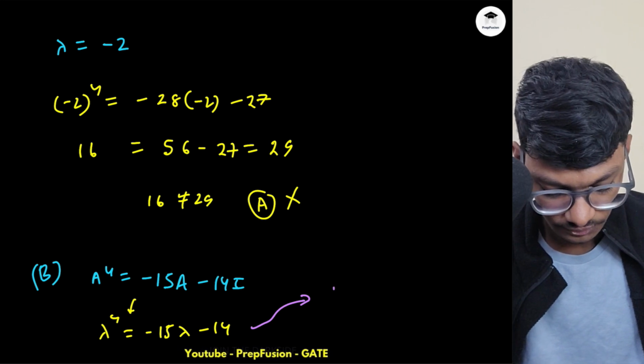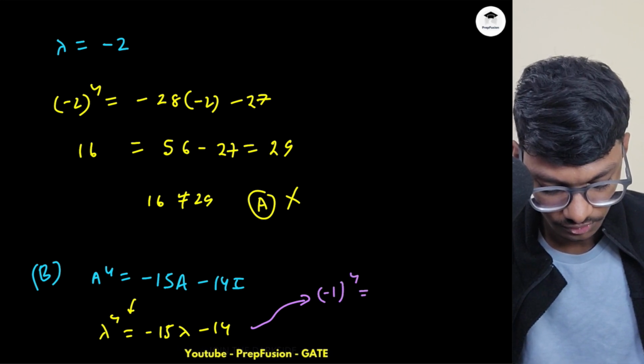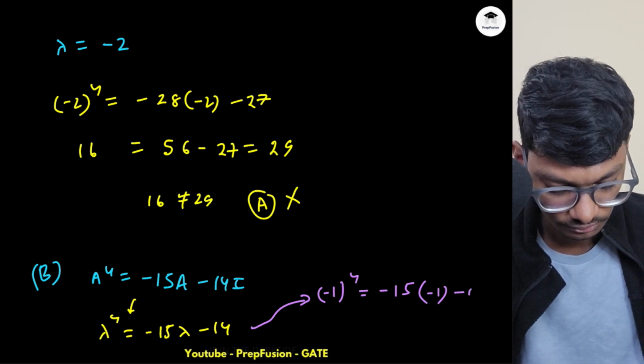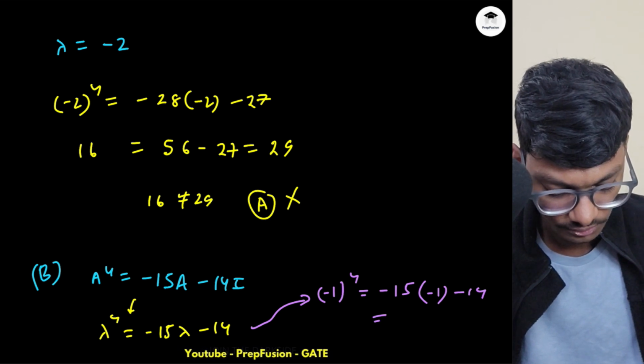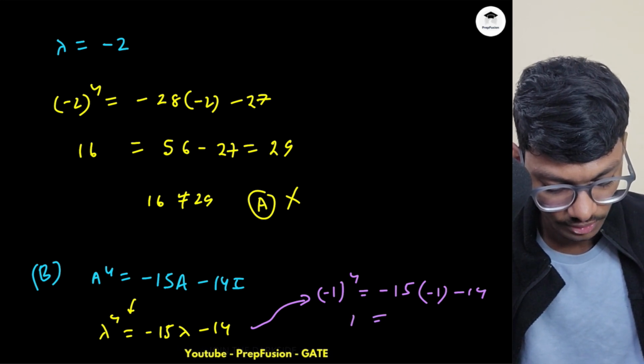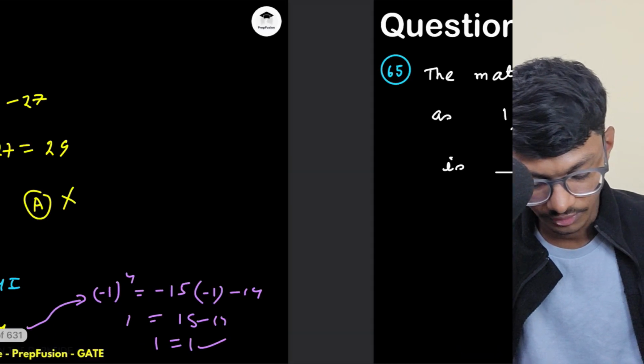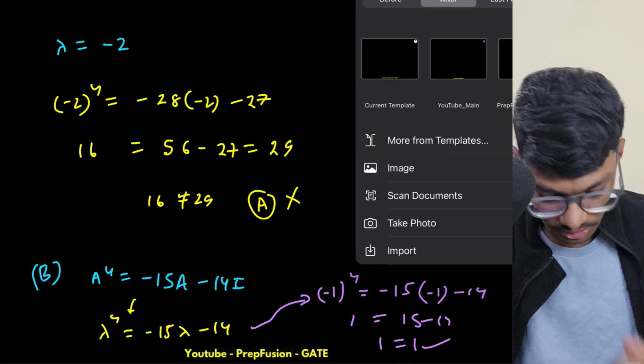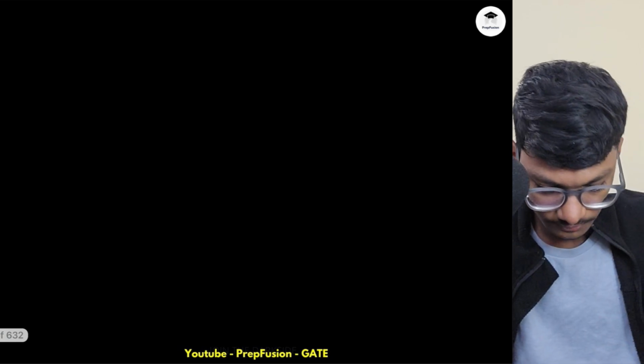So this is (-1)^4 = -15(-1) - 14, so 1 = 15 - 14. Again 1 equals 1, true. 1 is equal to 1, true. Let me check for the second one, lambda = -2. If I check for -2, this will be satisfied actually.